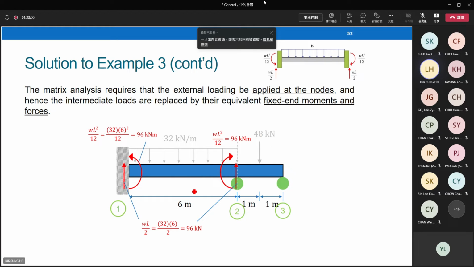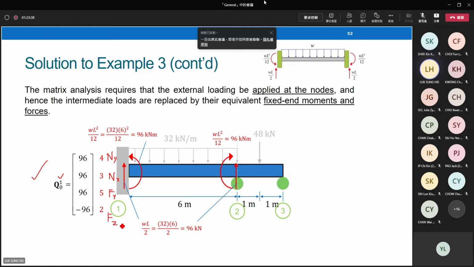Convert this picture to a vector form. For element 1, I put a superscript on top to denote that it is element 1. The value is 96, 96, 96, and minus 96. What are they? The first entry contains the value along degrees of freedom ny, and then nz, fy, and then fz. We arrange our code numbers in this manner, consistent with our stiffness matrix.